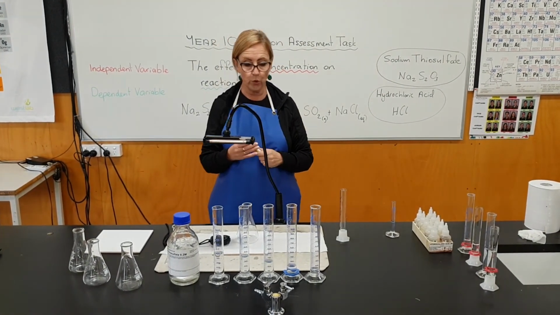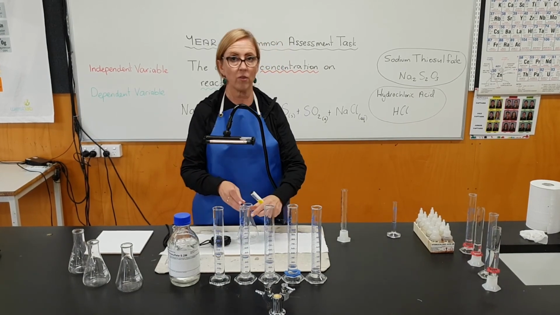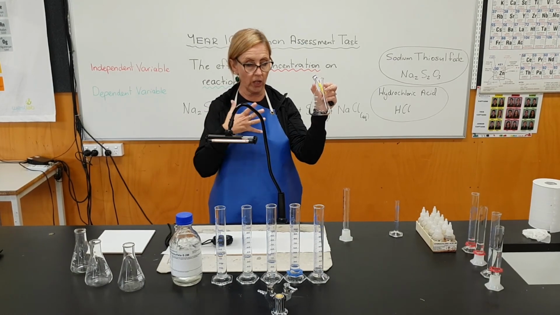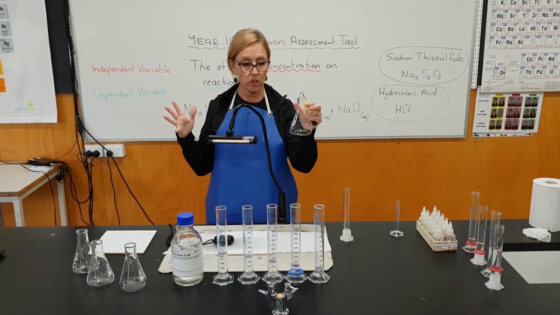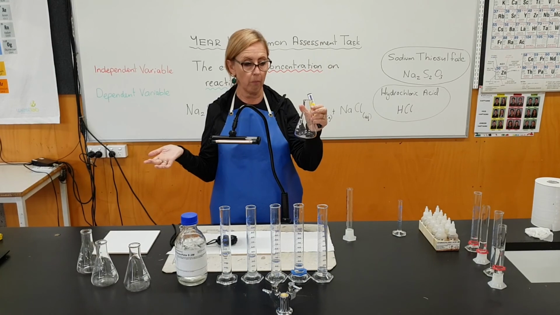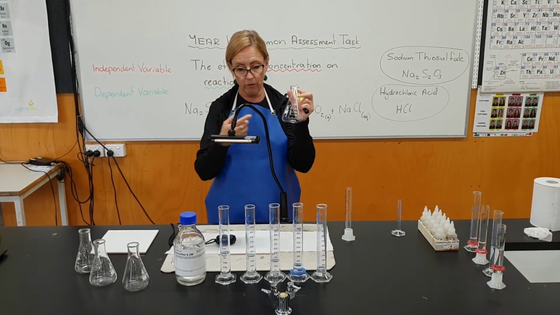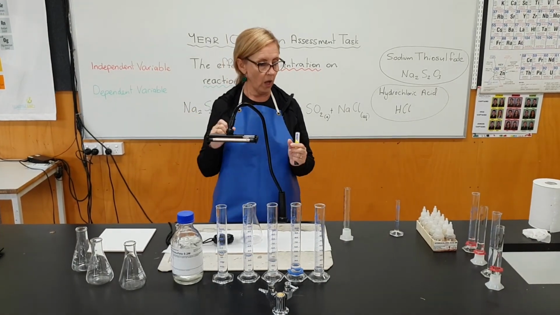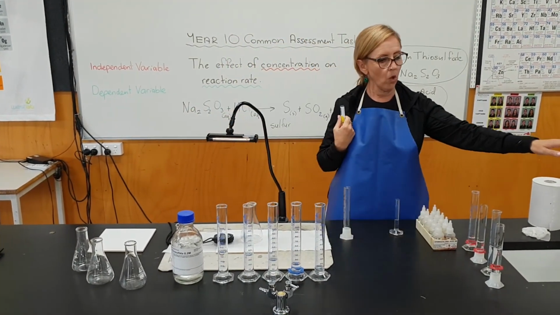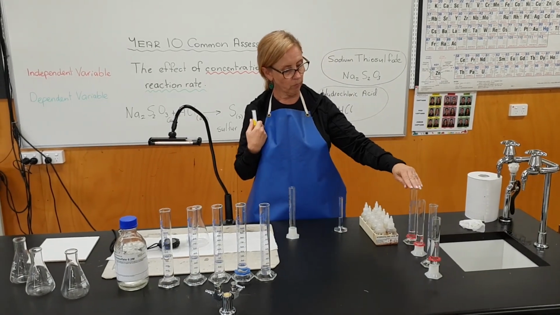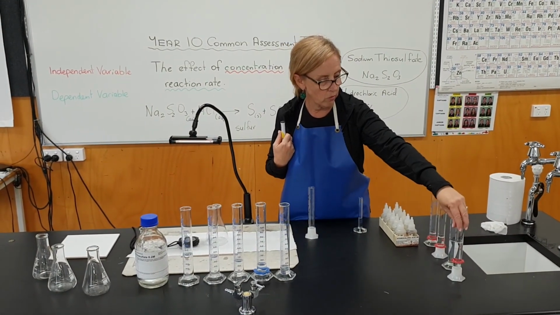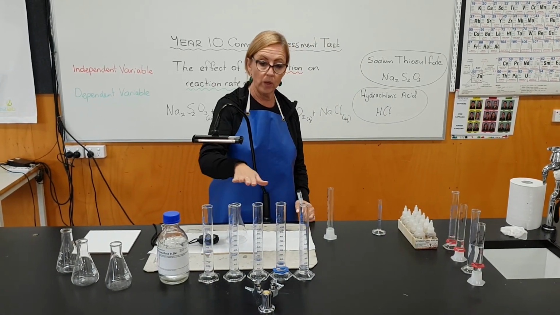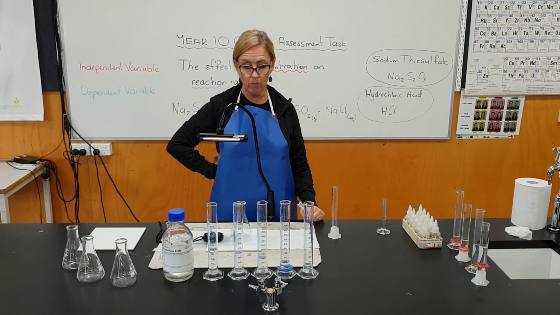Now, when we do our reaction, we want to have a total volume of 50 mils in our conical flask. So be checking out all the equipment, because you need to be writing up a method for this practical. So our conical flask is going to have 50 mils total of reactants in it. Over near the tap here, we've got some water measurements made up. We've put these here because we're going to do some dilutions with some of our solutions.